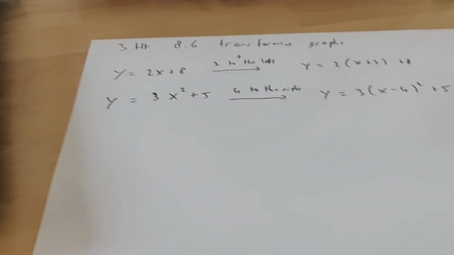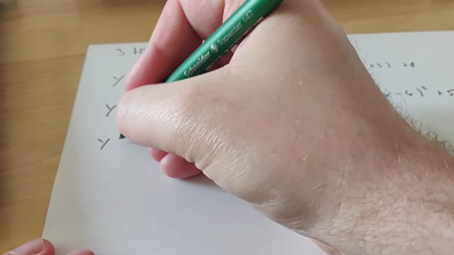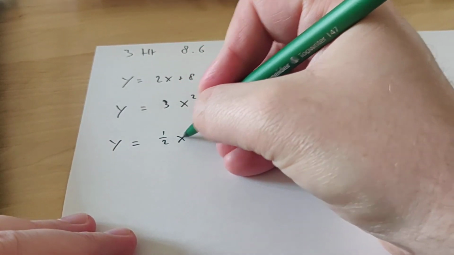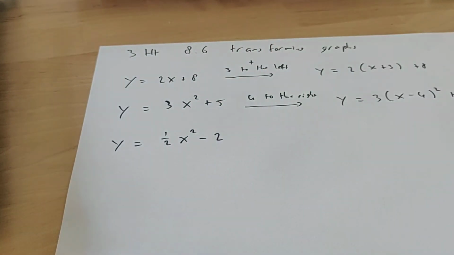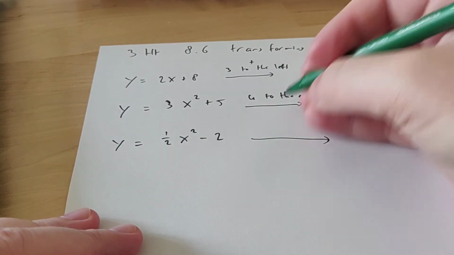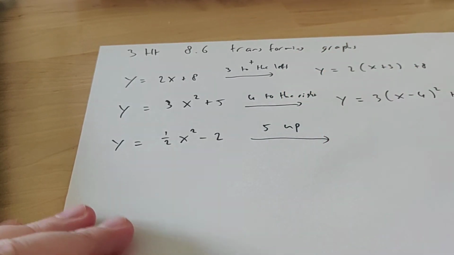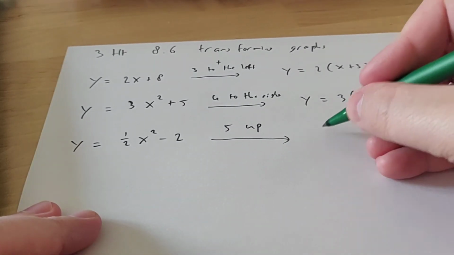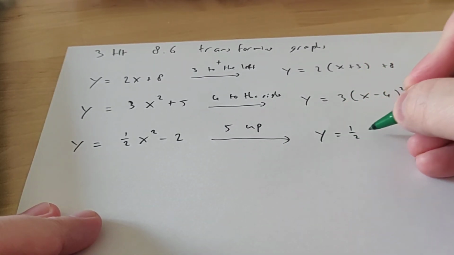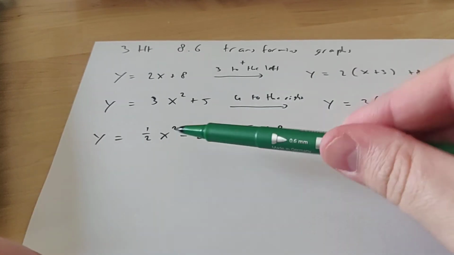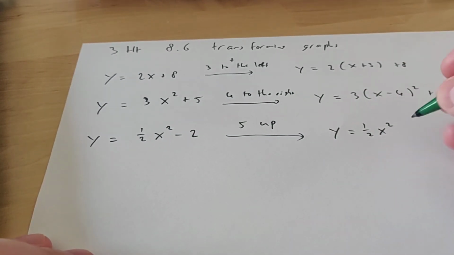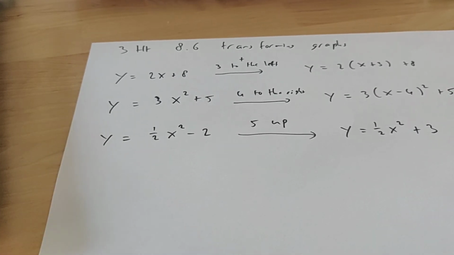Then we're going to talk about up and down. So I'm going to make a new formula. In this case, I'm going to make a half x squared minus 2. And this one is going to go 5 up. Now, up and down is actually easier than to the left and to the right, because the only thing that you have to do is just copy the formula. And then you have a normal number here, minus 2, but now it's going to be 5 higher. So you just get plus 3 here.